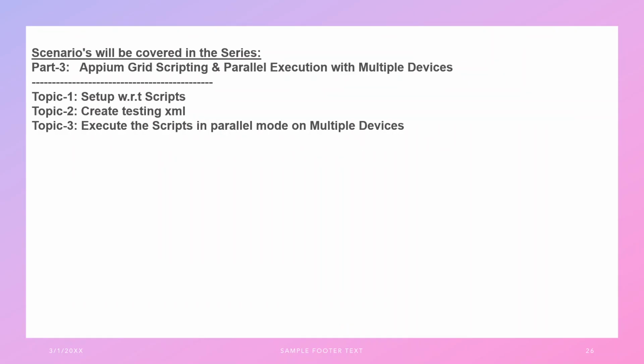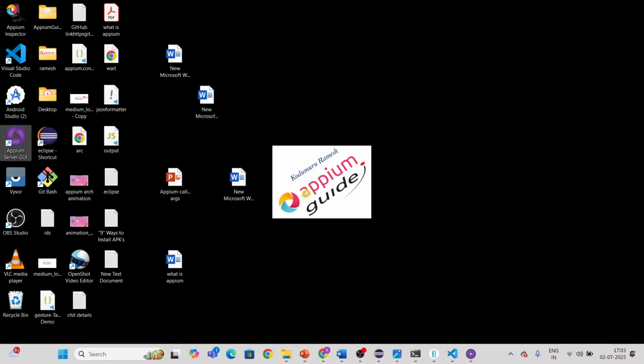In part 3 we are going to discuss Appium Grid scripting and execute tests in parallel with multiple devices. We will discuss what changes or enhancements we need to make to the scripts and create the testng.xml, and then we execute the scripts in parallel mode. For this video we are just sticking to the Appium Grid setup. In part 3 we will see what changes we need to make for our scripting and do the parallel execution. So we'll see that in part 3.